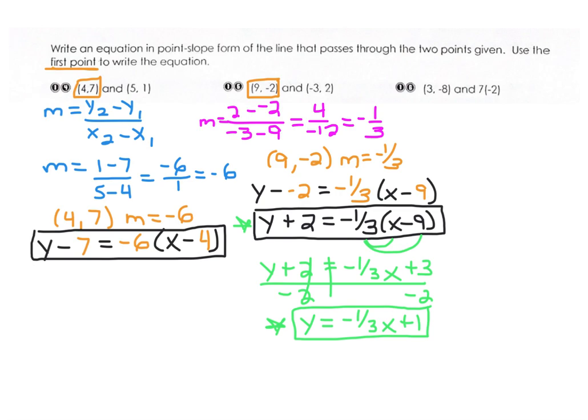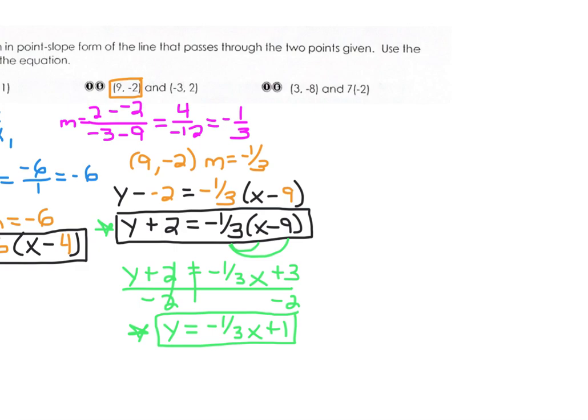At this time, go ahead and pause the video one more time, and let's see if you can write number 16 in point slope form, then come back and check it. All right, let's see how you did.